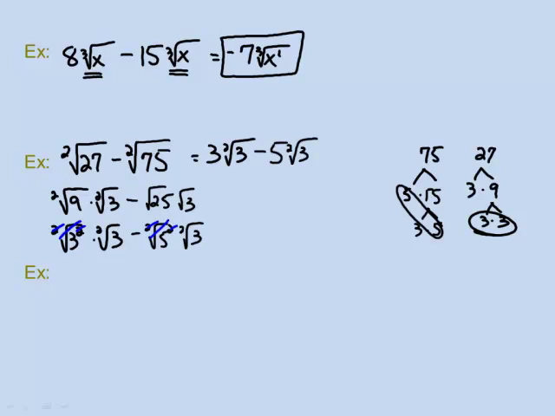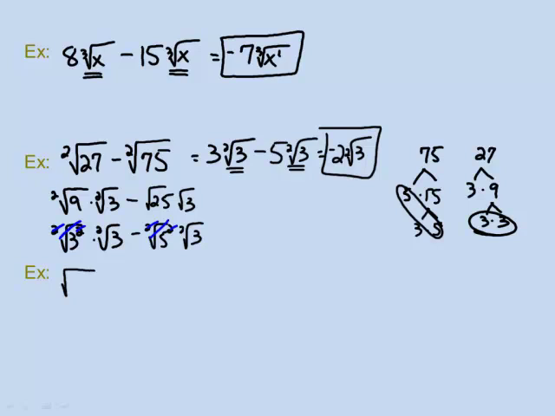Notice that by writing each of those terms in simplest radical form, we now have a radical piece that matches, so we have a like term. And so 3 minus 5 gives us -2, and the square root of 3 tacks on to the end of that for a final answer of -2 times the square root of 3.